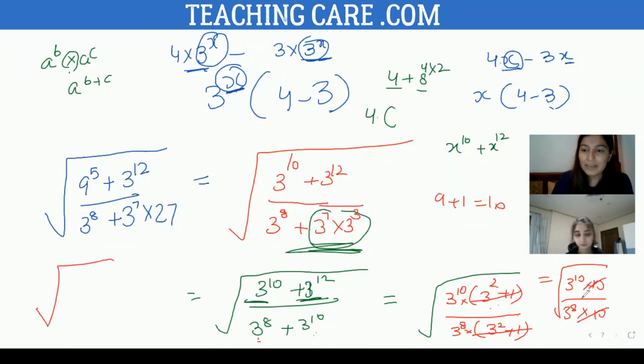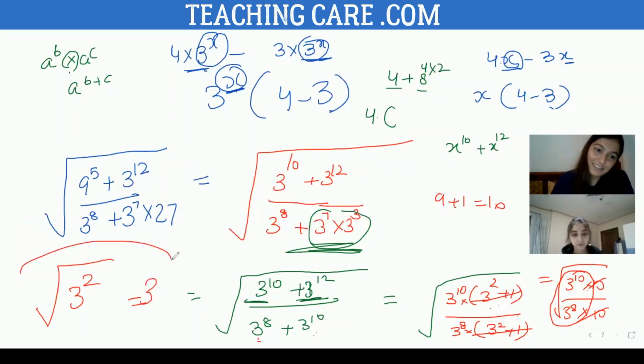Okay, now we are left with 3 raised to power 10 and 3 raised to power 8. What will we get when we simplify it? Since it's division, we can just subtract them and it would be 3 squared. And what is the square root of 3 square? 3. That's your answer. Simplified. Okay.